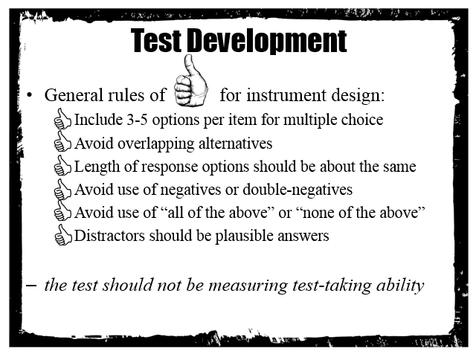First, if you're using multiple choice, you should only have 3 to 5 options per item. If you have more than that, it gets confusing. If you have less than that, it's too little. You should avoid overlapping alternatives, meaning you should make sure that each answer choice is quite different. The length of response options should be about the same.